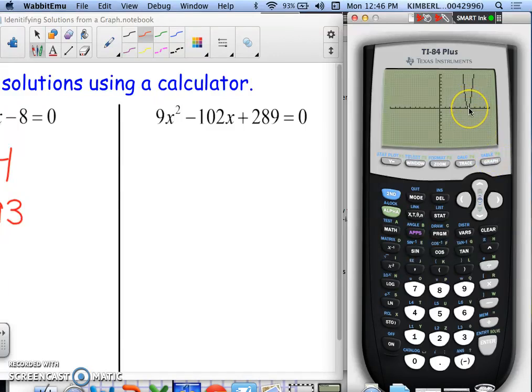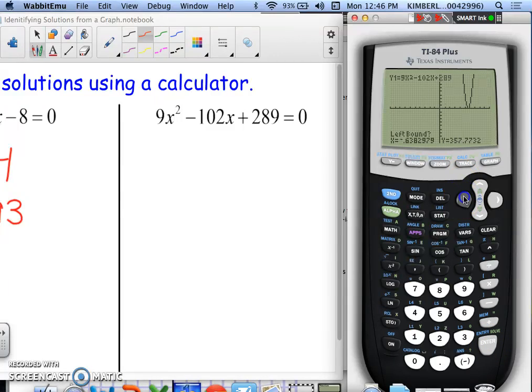Okay, and that looks like there is one answer. But I need to find the x-intercept. So you hit second trace. We are looking for the 0. So scroll down to the 0 button and hit enter.